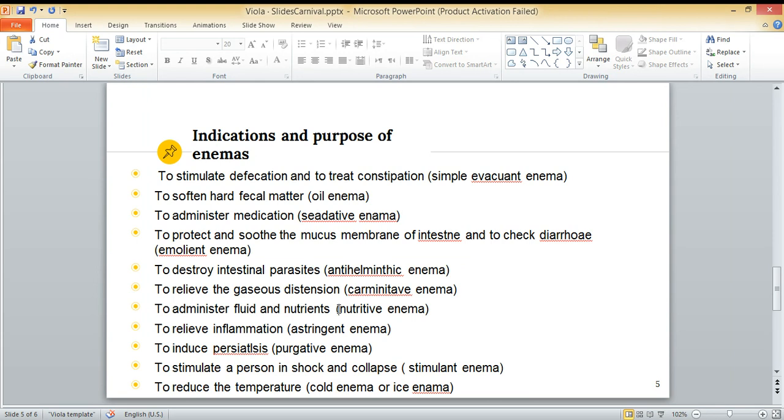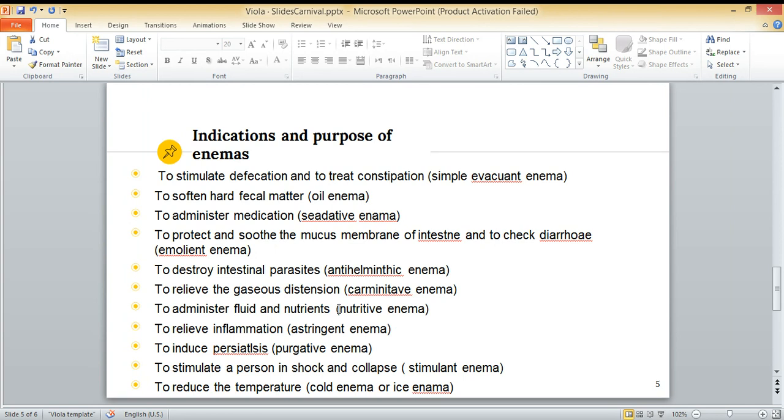To start off, to stimulate defecation and to treat constipation, you have simple evacuant enemas. To soften hard fecal matter, you use oil enemas. To administer medication, you use sedative enemas. To protect and soothe the mucous membrane of the intestine and to check diarrhea, you use emollient enemas. To destroy intestinal parasites, you use antihelminthic enemas. To relieve gaseous distension, you use carminative enemas. To administer fluid and nutrients, you use nutritive enema.